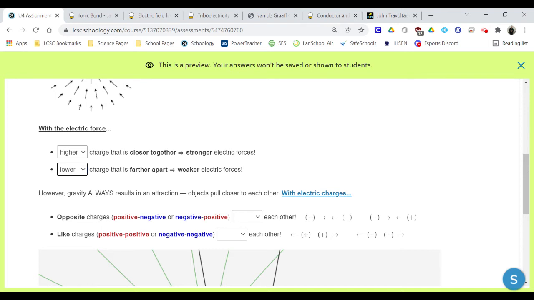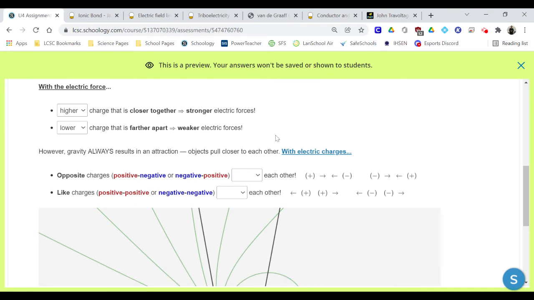Okay, that means that if you have a lower charge or a smaller amount of charge that's farther apart from each other, you end up with weaker electric forces. Now again, gravity always pulls things towards each other, but electric forces can also push each other away. Okay. They can either attract or repel each other.